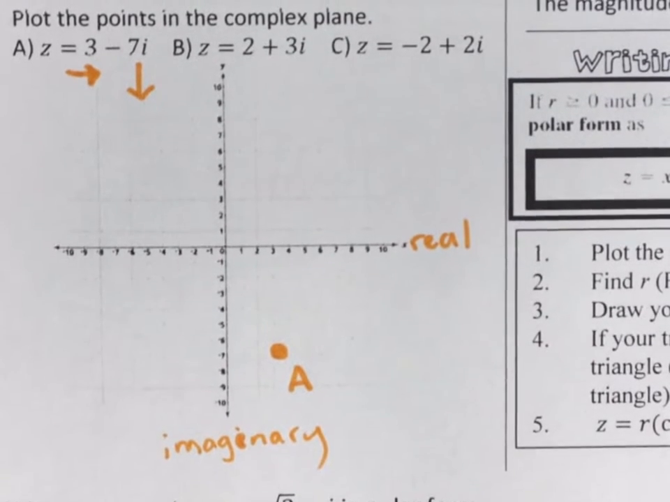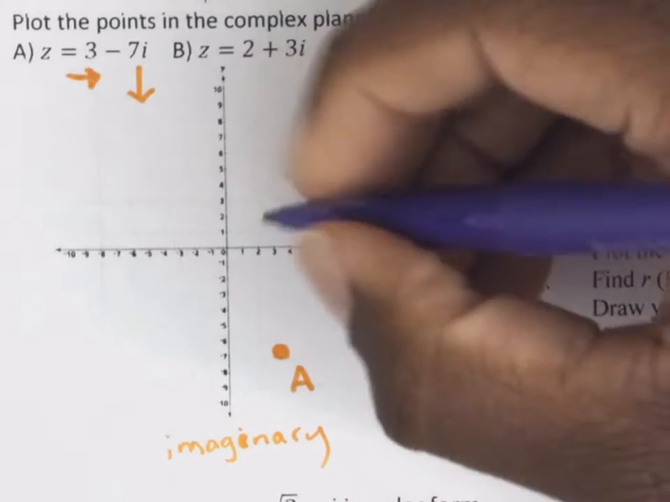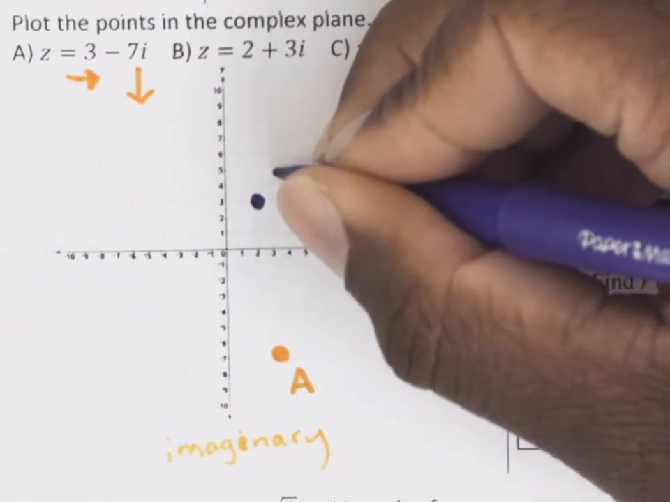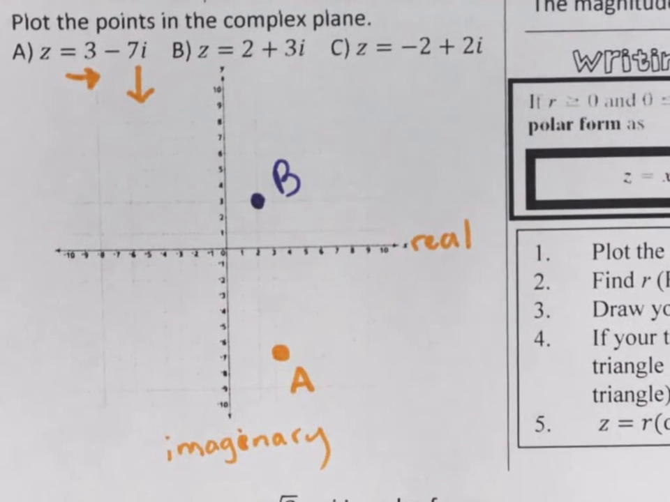Talk to me about B. Where do I move first? Right 2, up 3. Yeah, and that's it. Right 2, up 3. That sounds fine. And we just graphed a complex number. Let's give everybody 10 seconds to think about C. I know some of you already know. You already wrote it. Think about where C will be. Real sends me left to right. Imaginary sends me up or down.